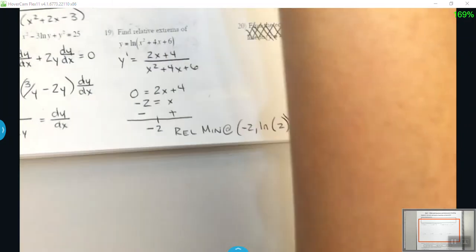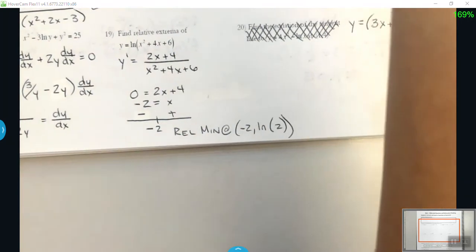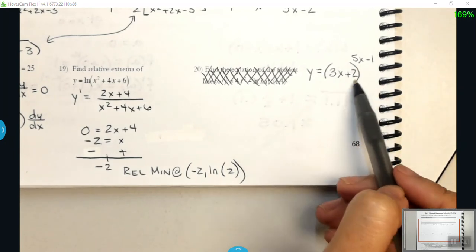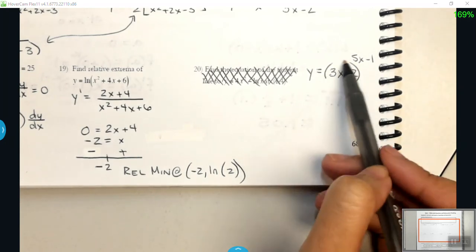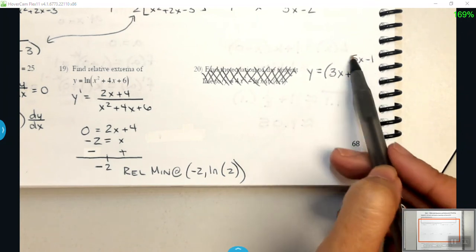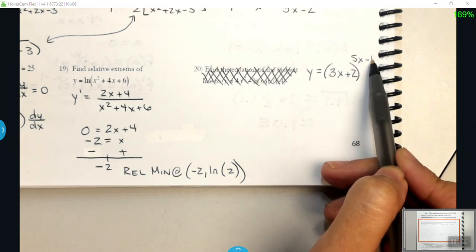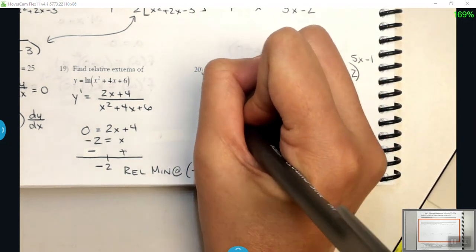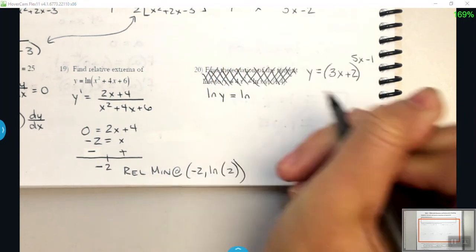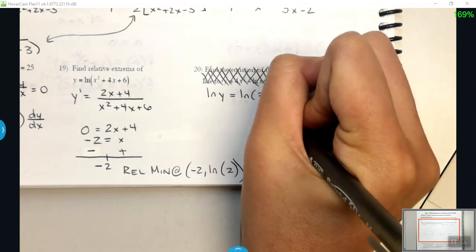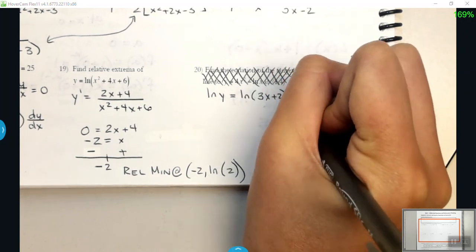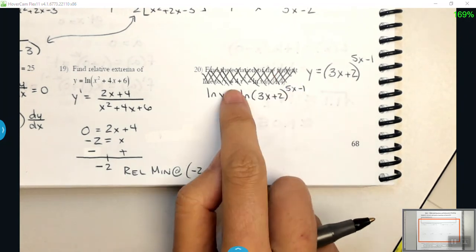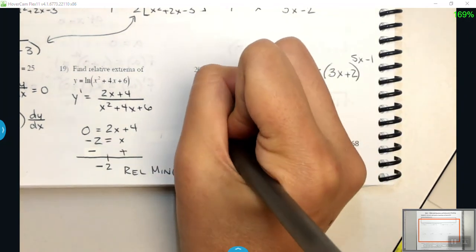All right, let's do this last one that I changed together. So if you have an expression like this, where you have a function to the power of another function, we're going to use natural logs so that we can simplify this. So we're going to take the natural log of both sides. Okay, and then once I do that, now I can bring the exponent down in front.